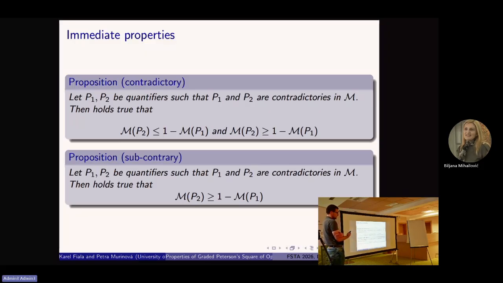The inference part is based on this: I know the truth value of some quantifier, I know the properties, and then I will infer the truth value for the new quantifier.